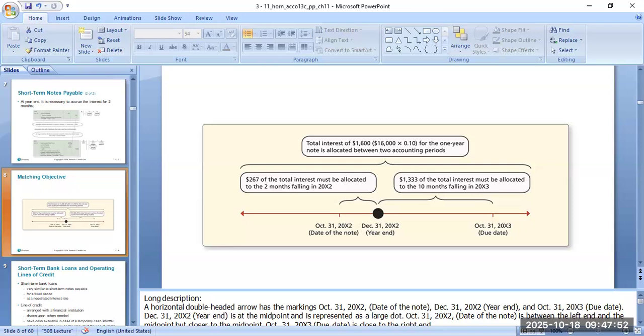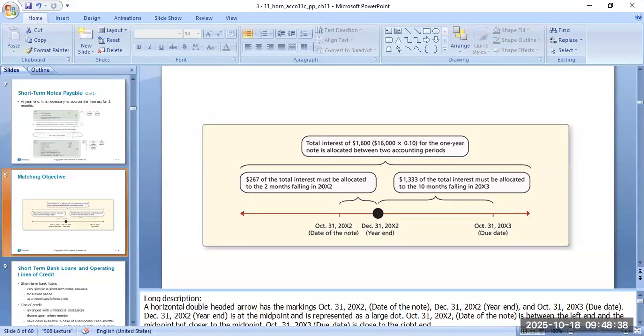Now, what we can do is think about it. I borrowed the money on October 31st. Now I have to pay the note payable 1 year later, and 1 year later I also have to pay the interest. Up to December 31st, did I use the money? Yes, I did. Do I owe interest? Yes, I do. Do I have to pay that interest later? Yes, we do. So, do I have to show the liability for the interest that I owe for using the money for November and December? Yes, we do.